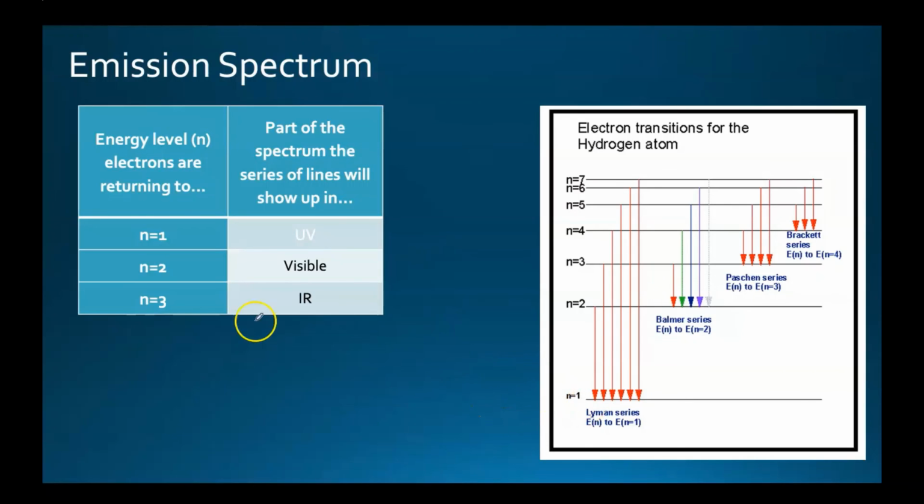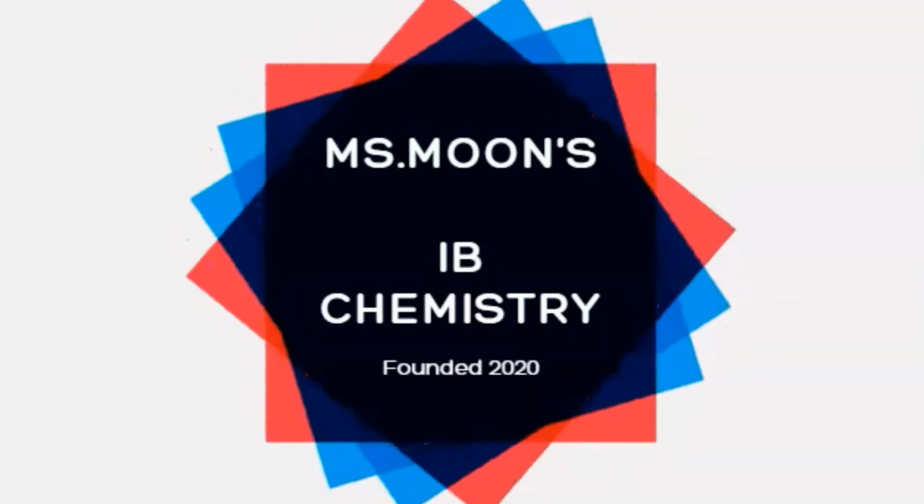So when electrons return to energy level 1, we call it the Lyman series, and when electrons return to energy level 2, we call it the Balmer series, and when electrons return to energy level 3, we call it the Paschen series, and when electrons return to energy level 4, we call it the Brackett series.